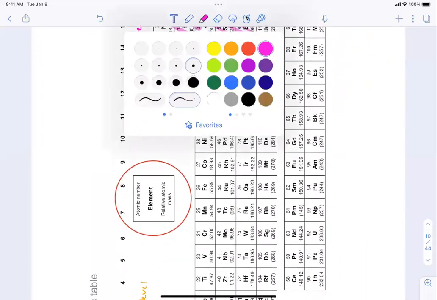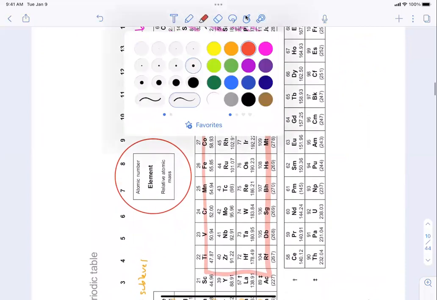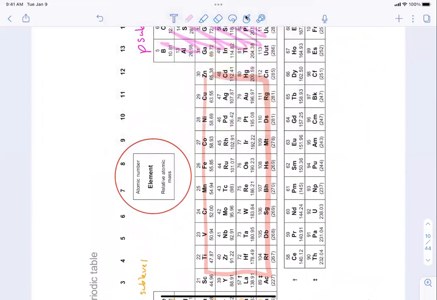And thirdly, this middle section right here is your D sublevel, which is 10 wide, which is 5 orbitals.